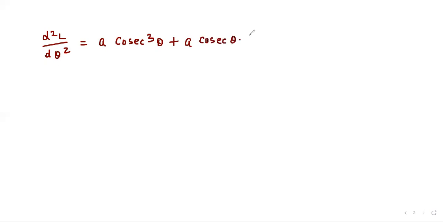So d²L by d theta² will become A cosec cube theta plus A cosec theta times cot square theta plus B sec cube theta plus B sec theta into tan square theta. Let's see how. Here, the product rule is to be applied.